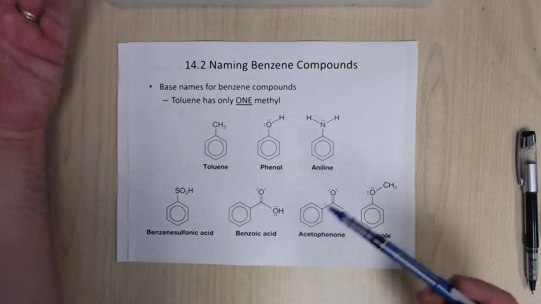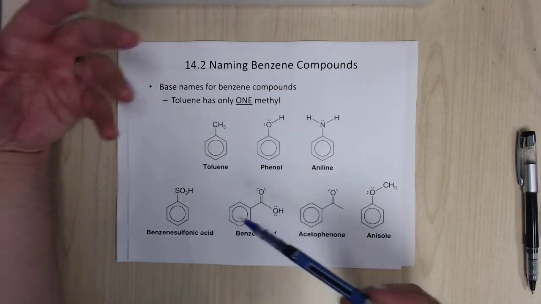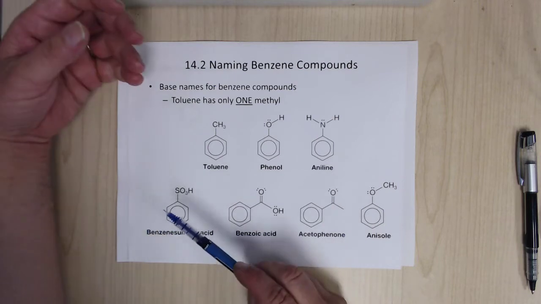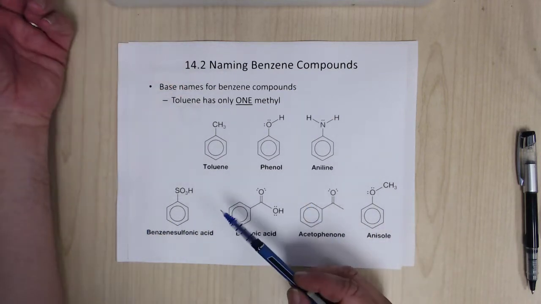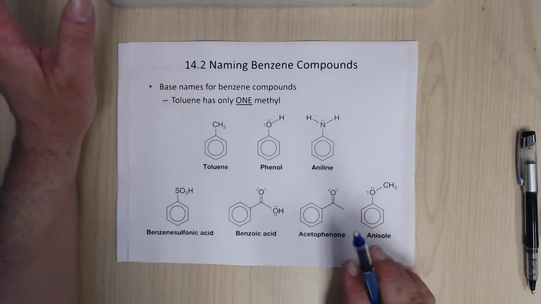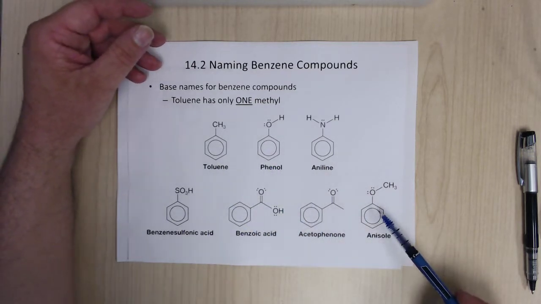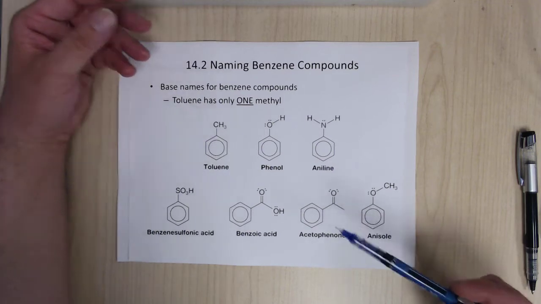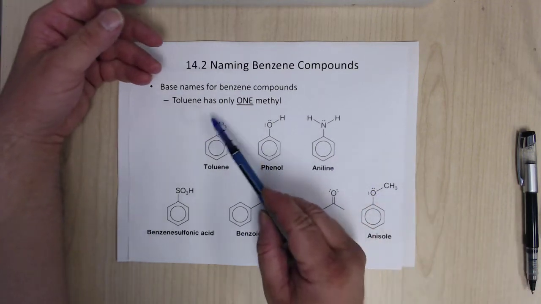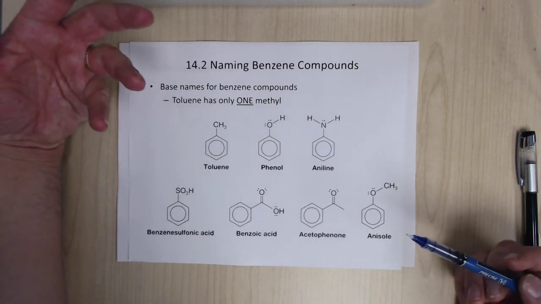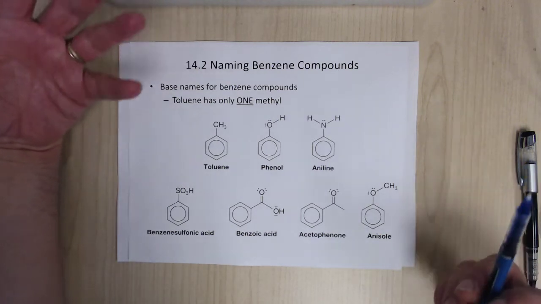Now there are set rules, like benzenesulfonic acid versus acetophenone versus benzoic acid, and there are tables for which you look at, but you don't need to know that. So if I have toluene and anisole, anisole is going to be the higher priority. Then that makes the methyl group that's on there just a regular methyl. It's not a toluene.